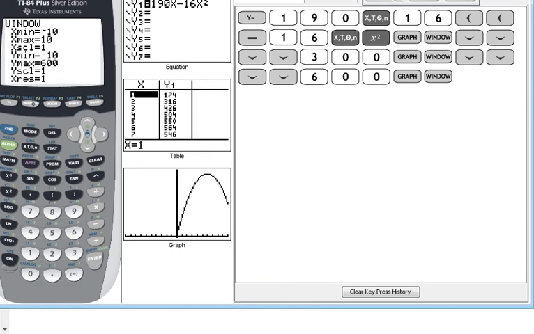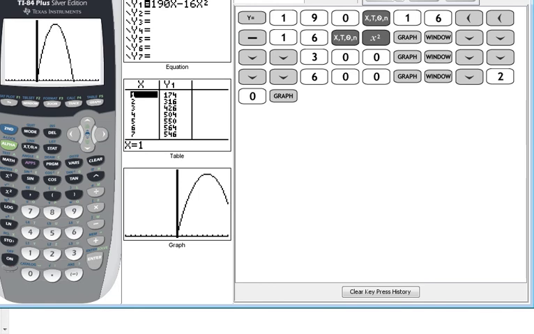So once again, you're going to go to your window, and you're going to have your x maximum, instead of a positive 10, let's just try a positive 20. Graph. So as you can see, class, setting up your window is kind of a trial and error experience. If at first you don't succeed and your window doesn't look very good, just reset it to something else. Eventually you're going to come up with a window that gathers all the information.